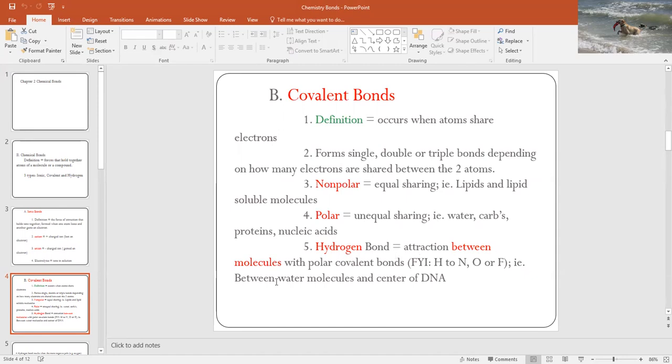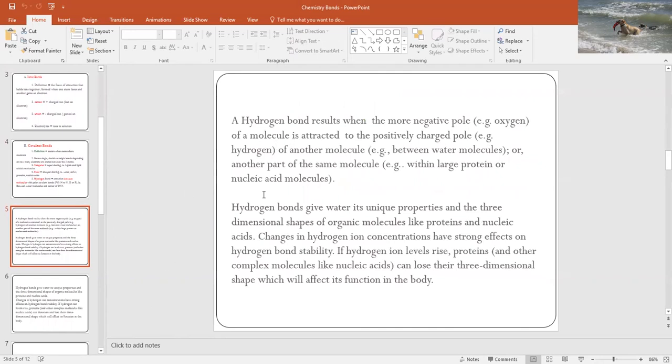And then hydrogen bonds: attraction between molecules with polar covalent bonds, between water molecules and in the center of DNA, right? It could be a water molecule and something else polar covalently bonded, like an amino acid or a carbohydrate. Hydrogen bonds are also found in long chains of proteins. And that's why hopefully you got into this a little more in lecture, because you have what's called intramolecular hydrogen bonds and intermolecular hydrogen bonds. That's the difference between through the center of DNA versus that found maintaining your secondary, tertiary, and quaternary structure of proteins.